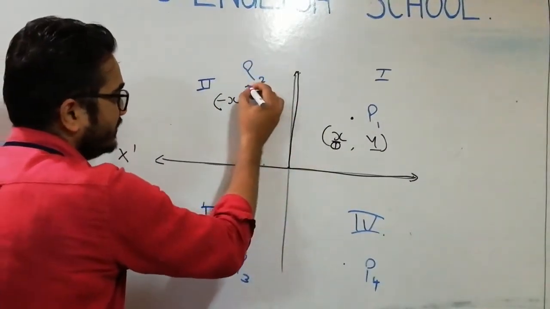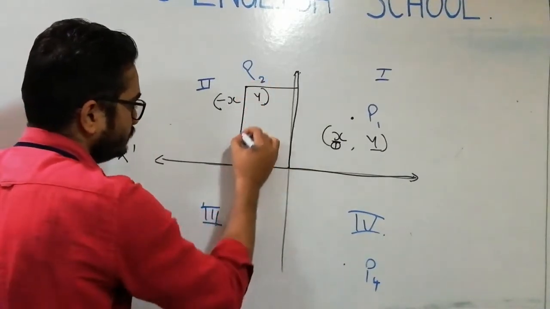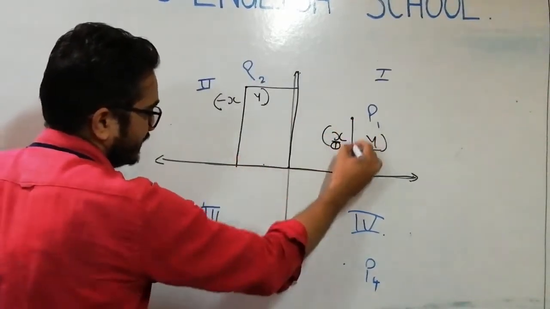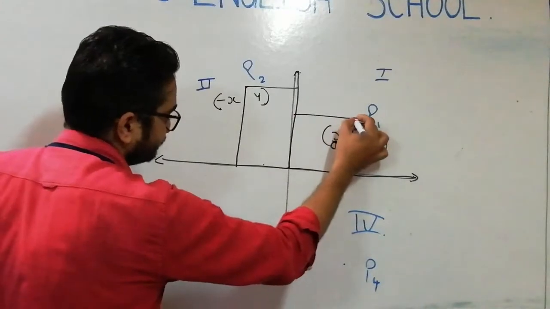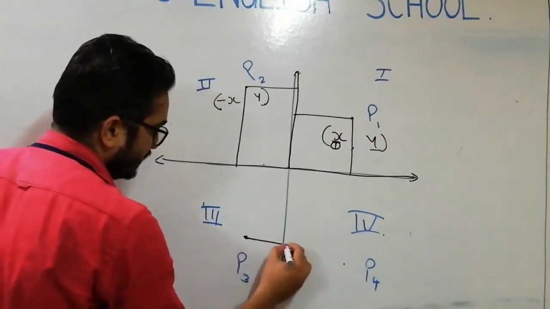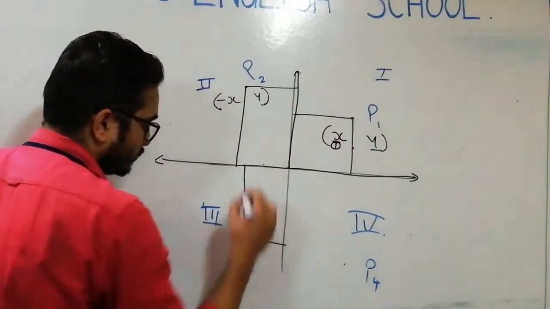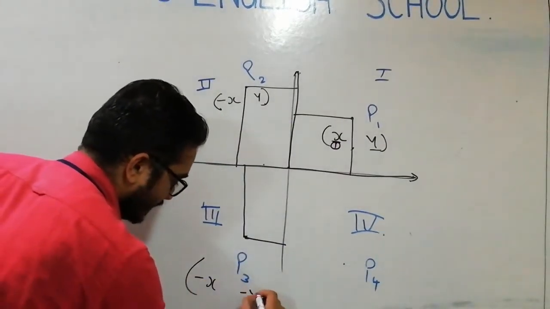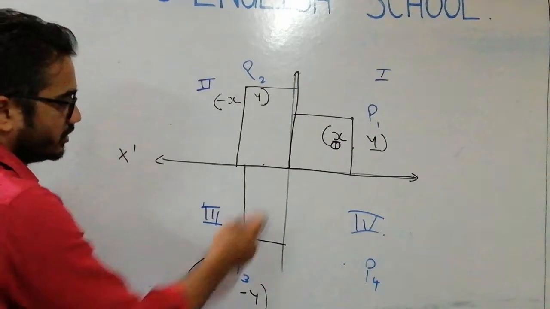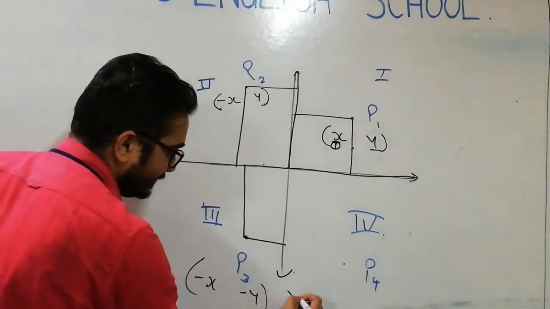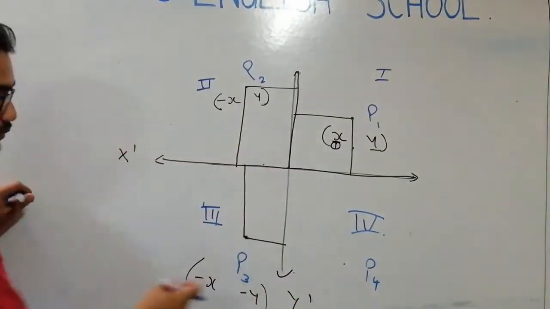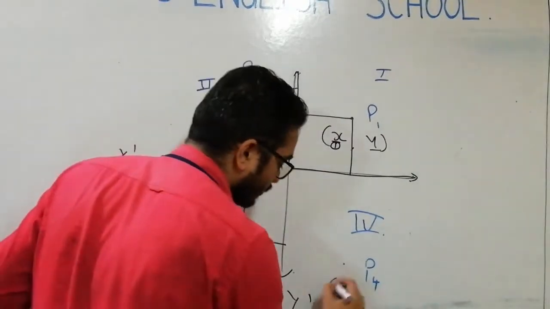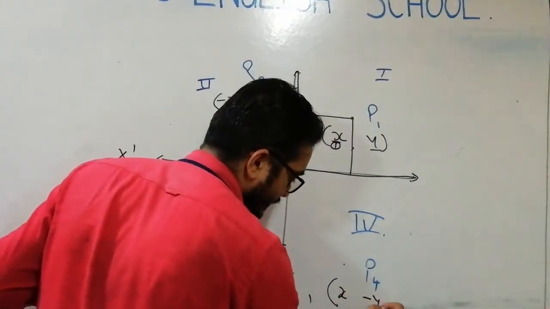So the point will be like this, here it will be like that, and this point will be like this one. What will be the point over here? Its point will be minus x, minus y. Why both minus? Because y is negative on this side, y dash, so both will be negative, and over here this will be x, minus y.